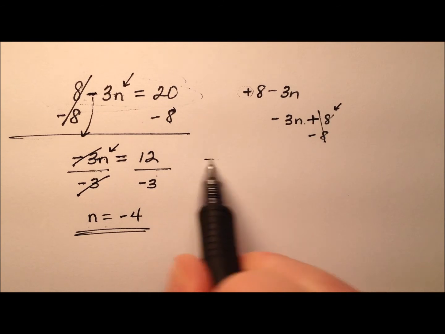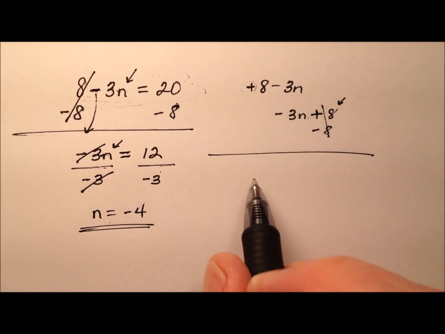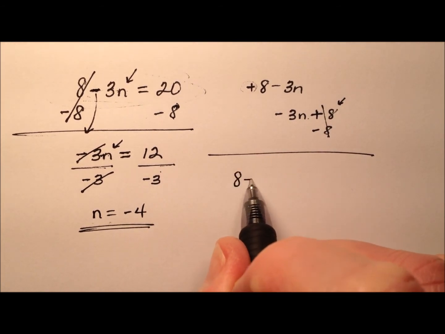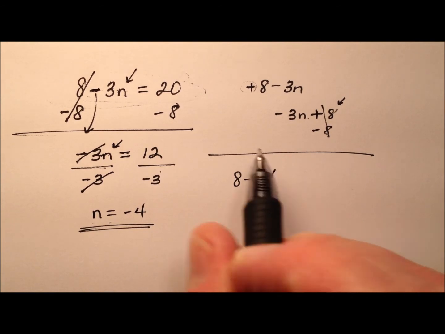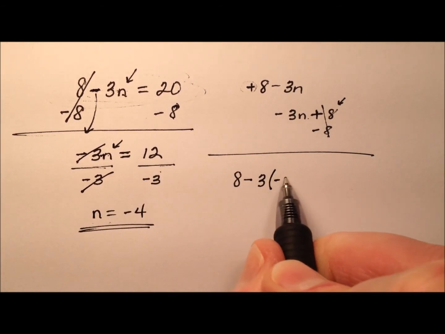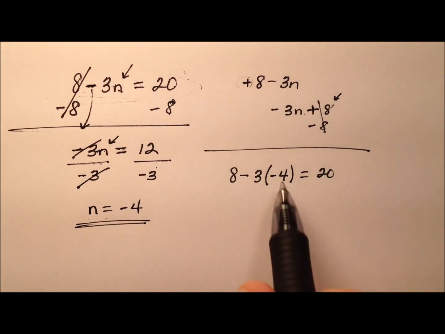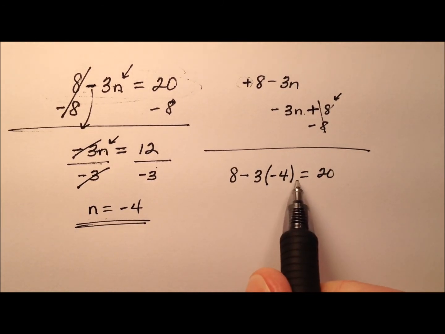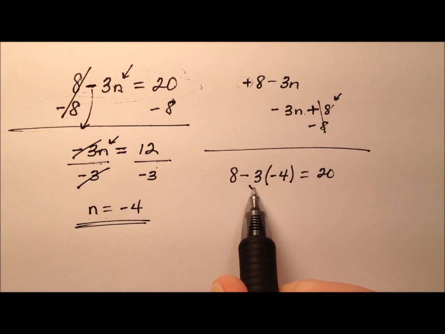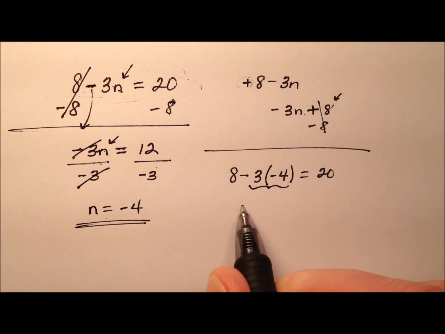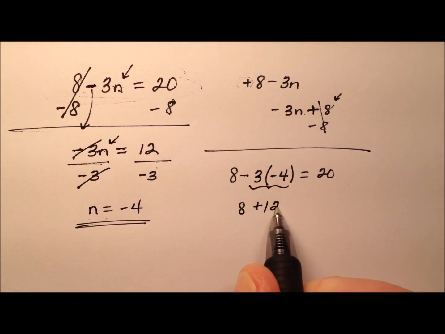And so let's go ahead and plug it back in just to ensure that it works. So we have 8 minus 3n. And of course, our value for n is negative 4. And we're going to say that equals 20. All right, so here's the order of operations that we talked about earlier. So now the first thing we need to do is the multiplication. So negative 3 times negative 4 is going to be 12.